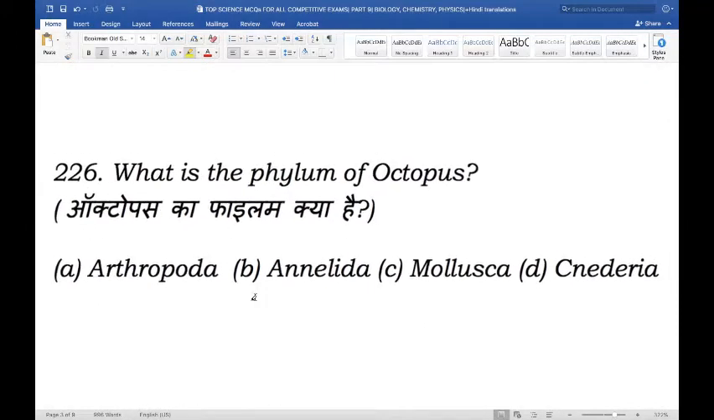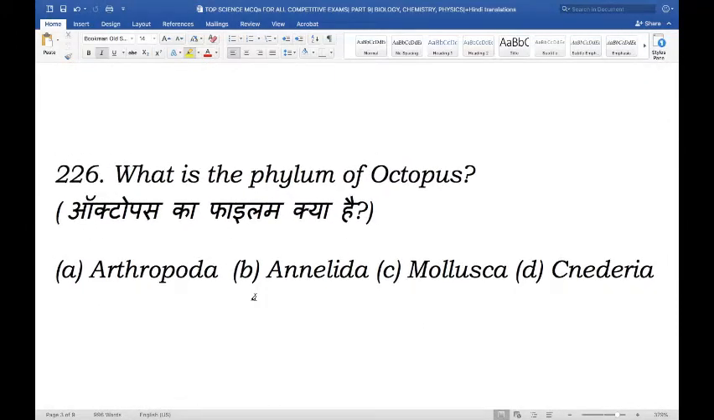Next question. What is the phylum of octopus? Is it A, Arthropoda, B, Annelida, C, Mollusca, or D, Cnidaria? So the phylum of octopus is C, Mollusca. Mollusca is the second largest phylum of invertebrate animals after Arthropoda. So remember, Arthropoda is the largest phylum of invertebrates. Organisms like octopus and squid are known as cephalopod molluscs.